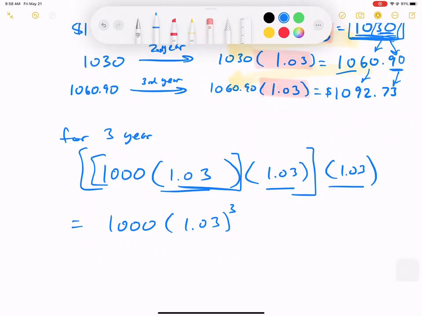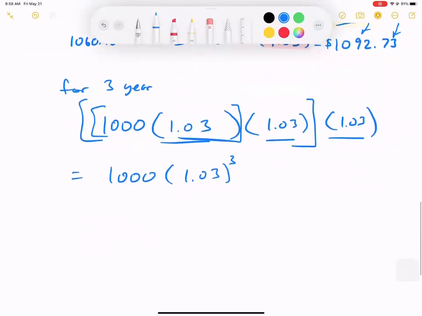Okay. Now, if I wanted to get 10 years out of this problem, how do you think I would do that? For 10 years, what do you think would change? Would the initial amount change for 10 years? Is the interest rate changing for 10 years? Or is the time changing for 10 years? And hopefully you're realizing the time is changing. So it's just 1,000 times 1.03 to the 10th power.